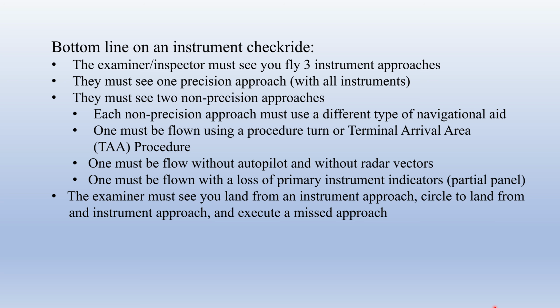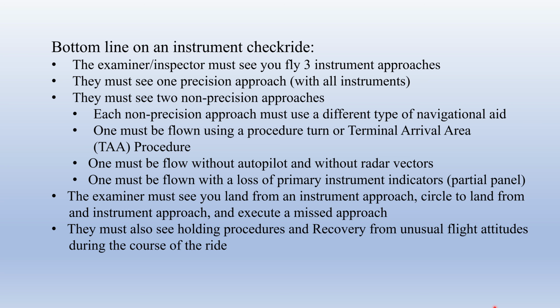The examiner has to see you land from an instrument approach, generally straight in. They have to see you circle to land from an instrument approach, and then they just need to see you execute a missed approach procedure. So since you have 3 approaches, each approach will terminate in one of these ways. You'll do one where you land straight in, one where you circle to land, and one where you execute a missed approach. Typically, they'll do the missed approach first, then the circle to land, and then the straight in landing last, but that doesn't necessarily have to go that way.